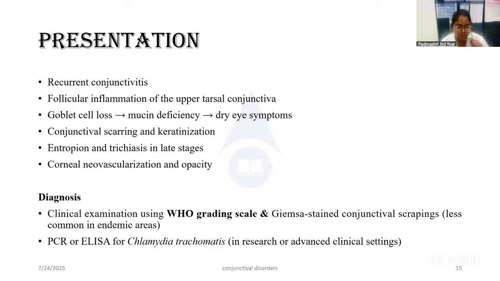What is the diagnosis? It is made with a clinical examination using the WHO grading scale and Giemsa stained conjunctival scrapings. PCR or ELISA for Chlamydia trachomatis in research or advanced clinical settings.